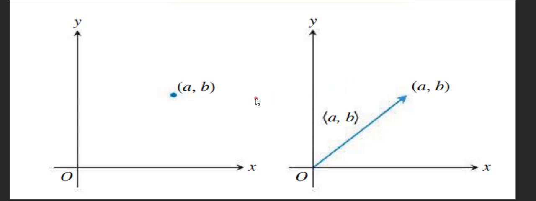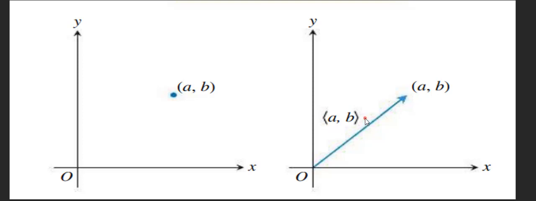In this video, we're going to talk about vectors in the plane. Let's compare these two graphs. The one on the left is a point on the x and y axes, and this point is represented by x and y values. The one on the right has an arrow, and this is an example of a vector.